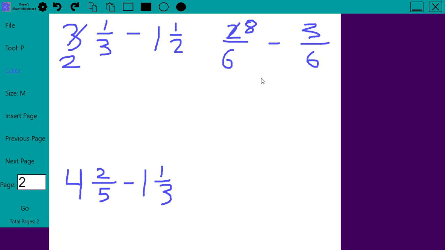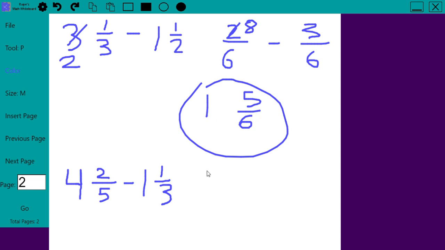8 minus 3 gives me 5, so 5/6 is going to be my fraction. I'm going to subtract my whole numbers. So 2 minus 1 gives me 1. So 1 and 5/6 is the answer here.